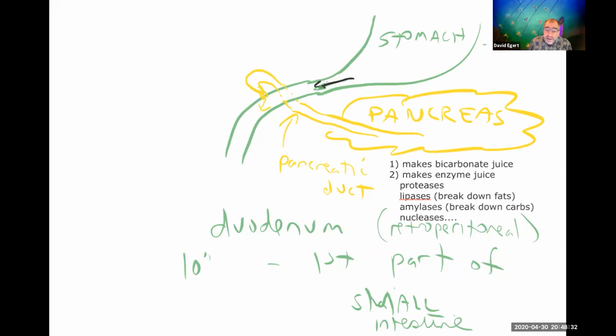So basically, it makes enzymes that can break down pretty much anything that you need to break down. So it makes all sorts of enzymes. This is why I said the stomach is not essential for protein breakdown, because the pancreas is making enzymes that break down proteins as well.